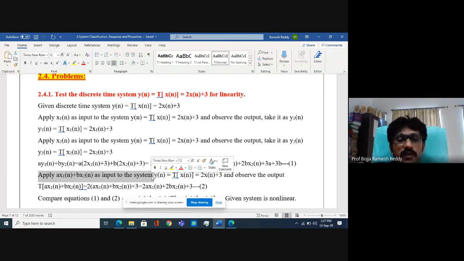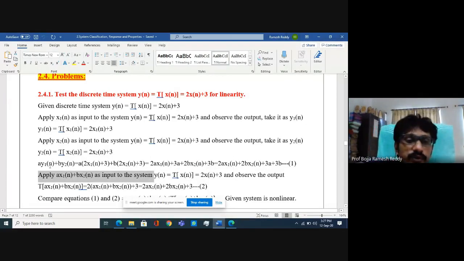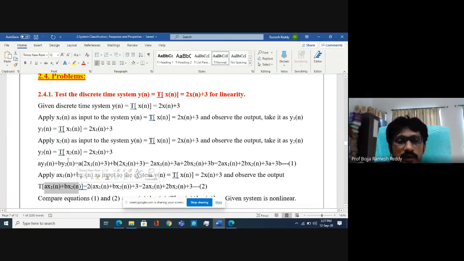That output is a y1 of n plus b y2 of n. That is the procedure. Already we got the first equation as a into y1 of n plus b into y2 of n. Now apply this input, ax1 of n plus bx2 of n, as input to the same system. What will we get? The transformation of ax1 of n plus bx2 of n is equal to, according to the same formula, what is the equation?